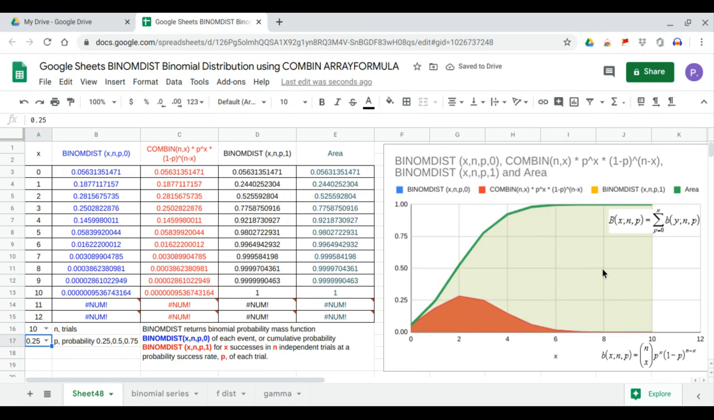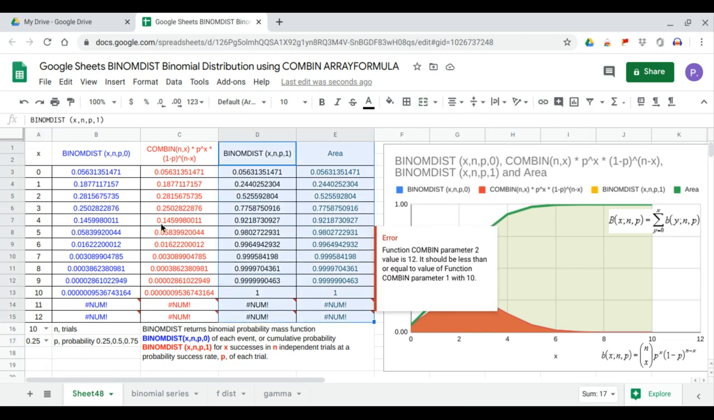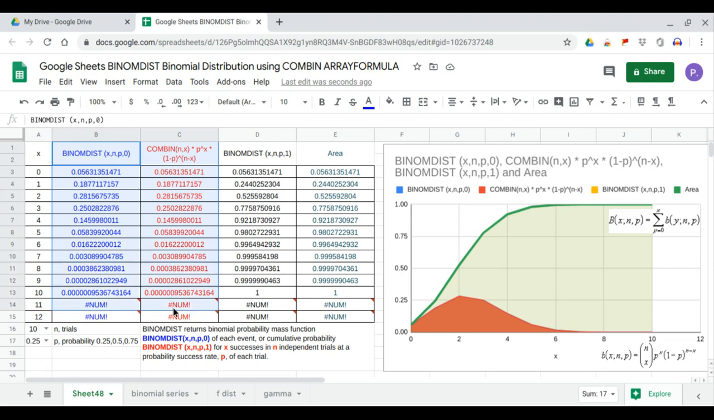So the cumulative distribution function measures the area under the bell curve, where it is also known as the probability mass function. This completes the binomial distribution, the cumulative distribution function and the probability mass function.